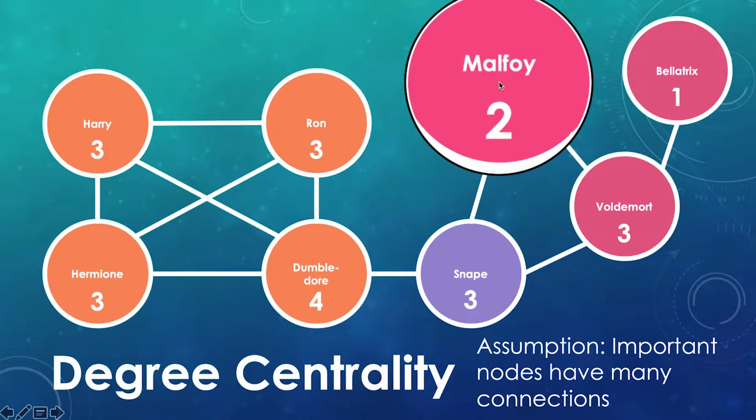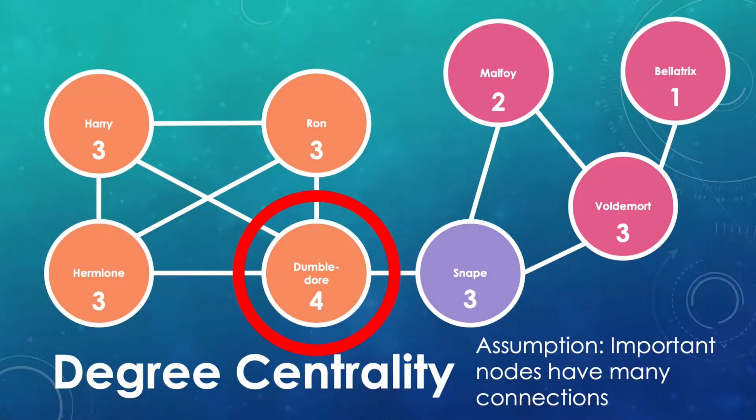So who's the most important? Dumbledore, because he has the most connections in this network. How does that make Dumbledore important? Well, the assumption is if you have more connections, then you have more influence over the network.